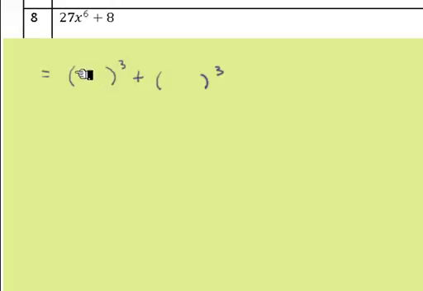Cube root of 27 is 3. The cube root of x to the 6 is x to the, just divide 6 by 3, is 2. And here 8 is 2 cubed. And we're going to use our sum of two cubes formula. Here we write in the first parentheses 3x squared plus 2. All right, for this term, just square this and we get 9x to the 4th.